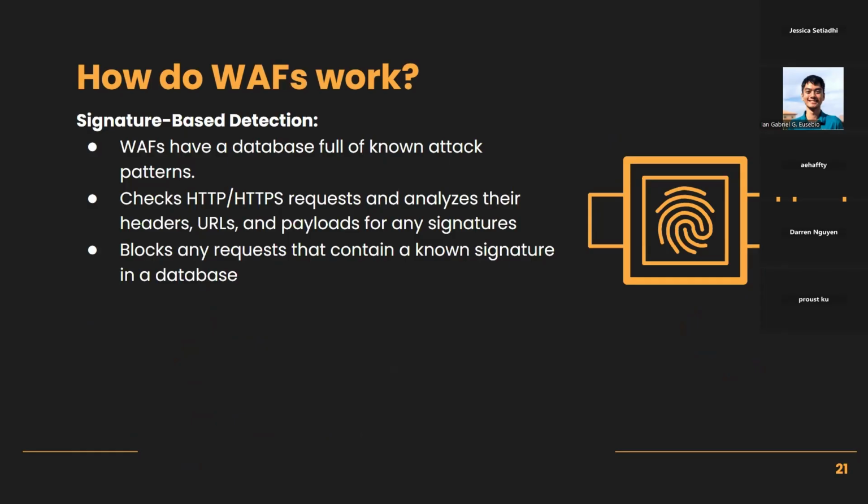Signature-based detection looks at the whole packet. The WAFs have a database of all the known attack patterns that could be seen as a web-based attack. It's going to check these requests and check the URLs. It's going to look for the headers. It's going to look for where the packet's trying to go.